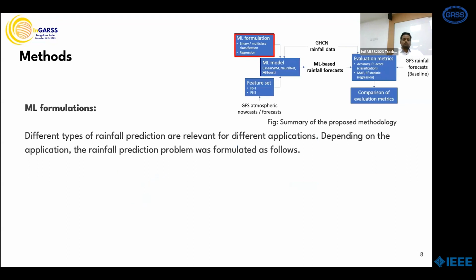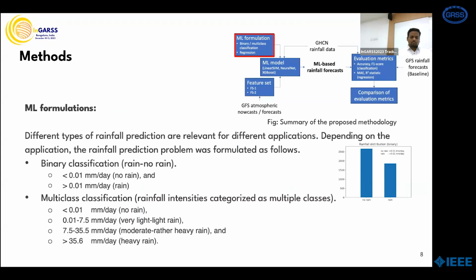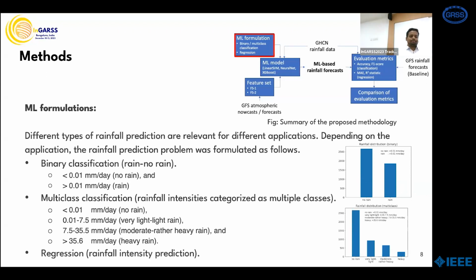Machine learning formulations. We have used 3 different machine learning formulations in our study based on type of application. Primary classification: rain, no rain. Division of the rainfall for binary classification. Multi-class classification, where we use IMD guidelines for dividing the rainfall into multiple classes. And here is the distribution of those classes. And we use the regression analysis to predict the rainfall intensity directly.